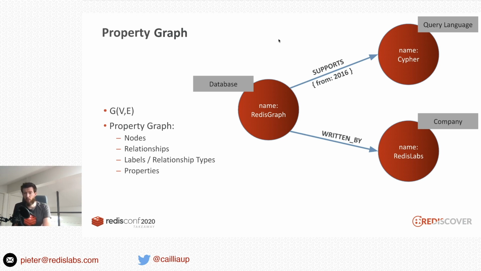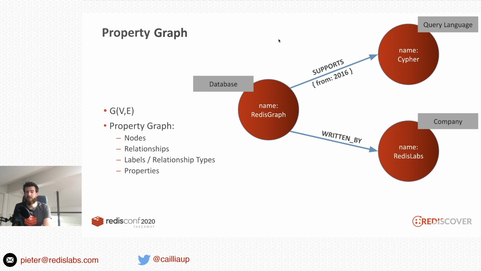Nodes can have zero or multiple labels. Relationships always have exactly one relationship type. So we can see that there's a relationship of the type supports, and there's a relationship of the type written by. Both nodes and relationships can have properties.